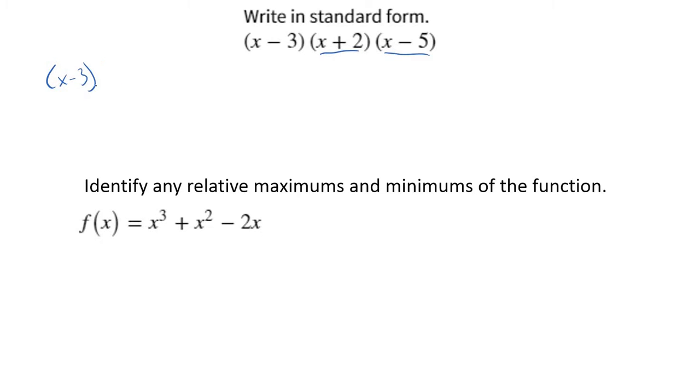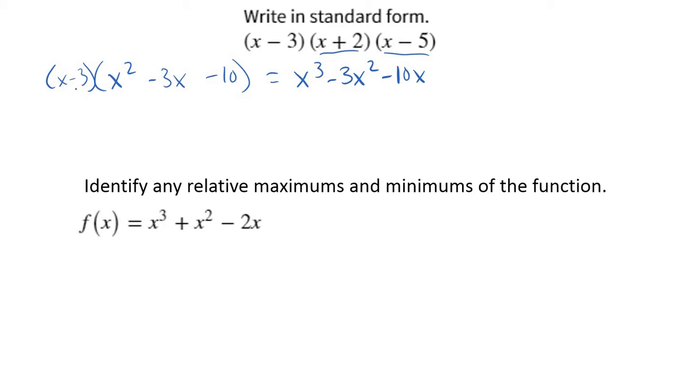So x minus 3 times, well, if we multiply these together, I'm going to get x squared, let's see, 2x minus 5x, that'd be minus 3x, and then minus 10. So you just do it in pieces. Now I'm going to take these all the way through. So I'm going to take x through everything. So x cubed minus 3x squared minus 10x.